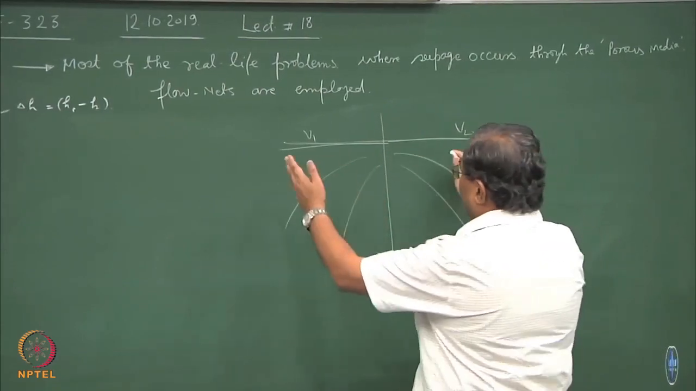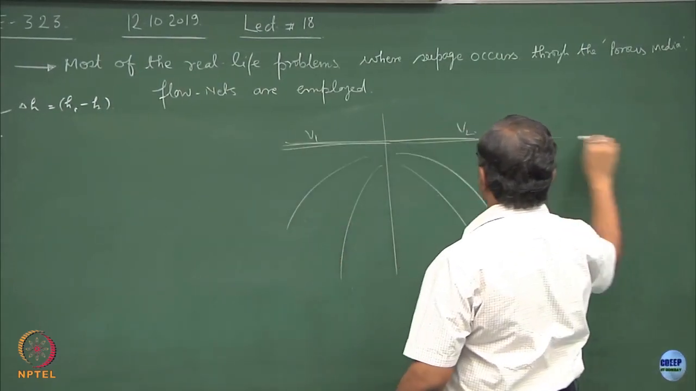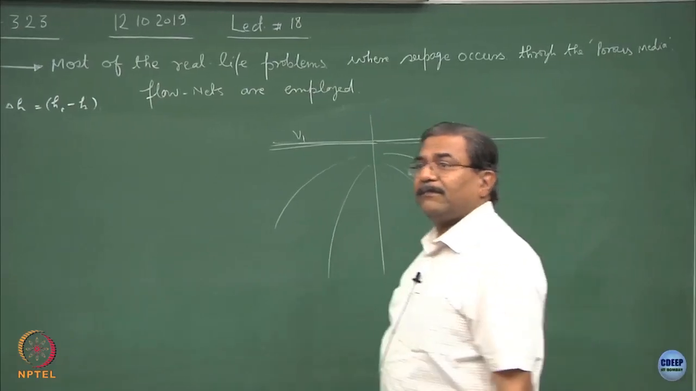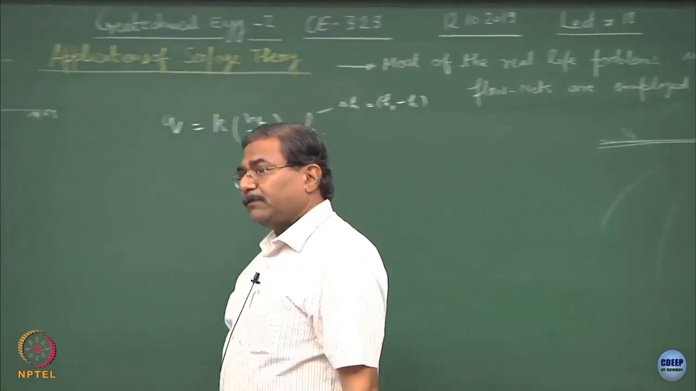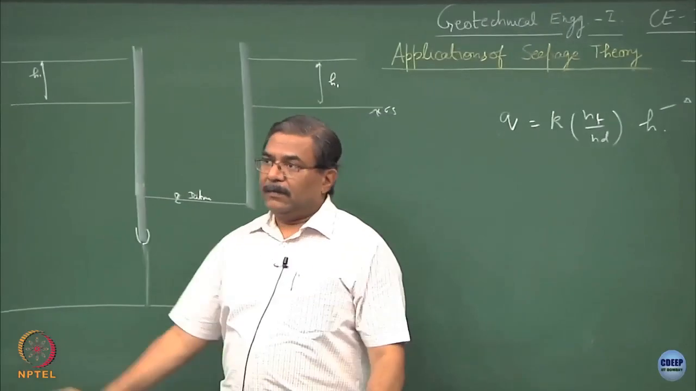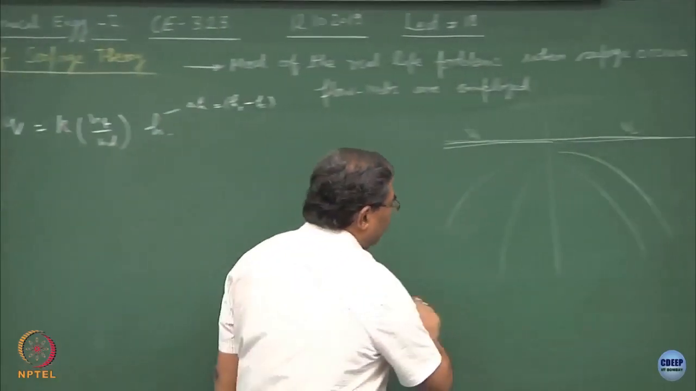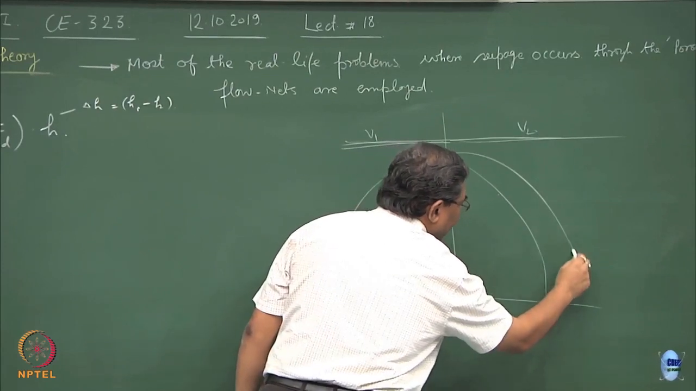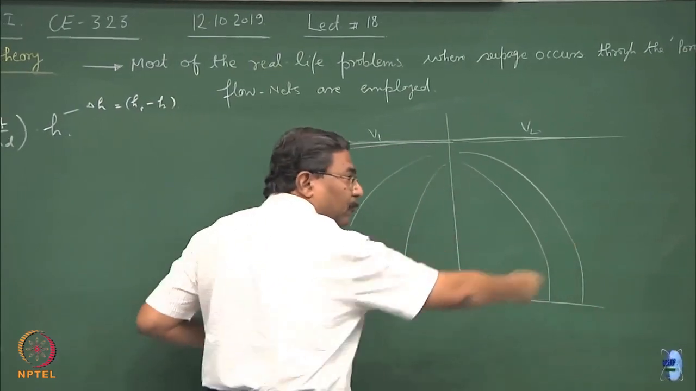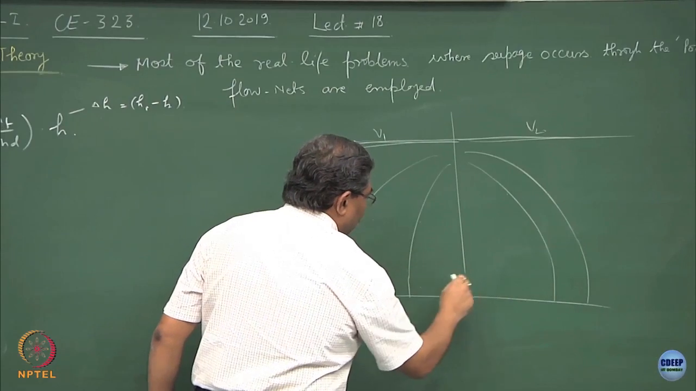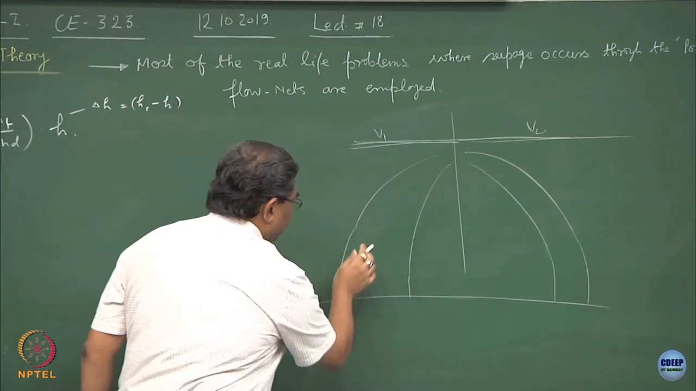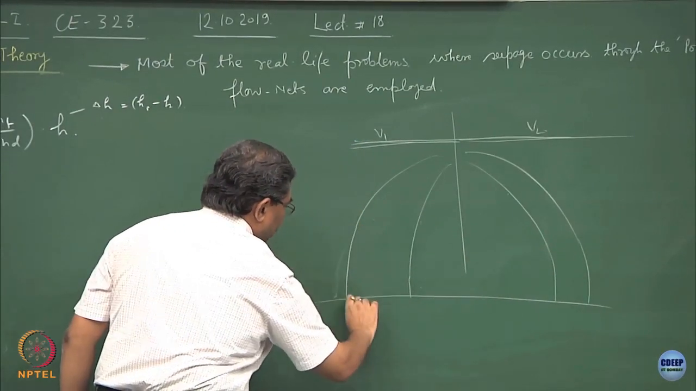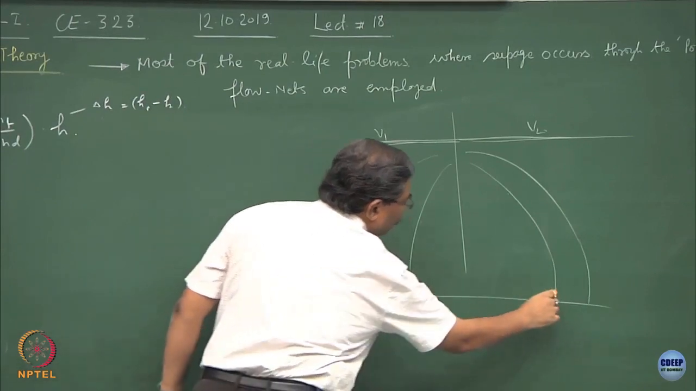Fine. And one of the lines is this. Another line is this. All right. Done. And the bottom portion, if it is impervious, all these equipotential lines will come and hit the flow line, because the bottom is also a flow line, as we discussed. So, they will be perpendicular, 90 degrees, and so on.